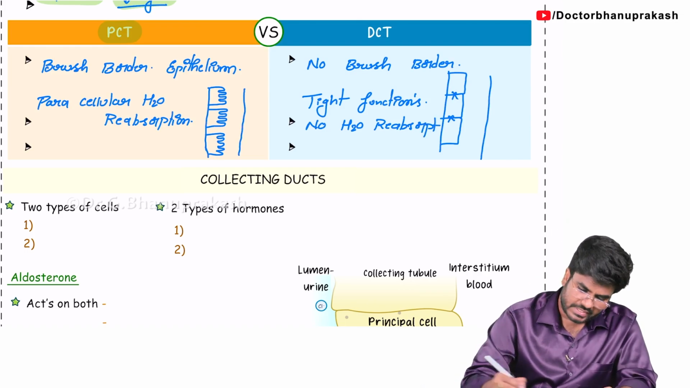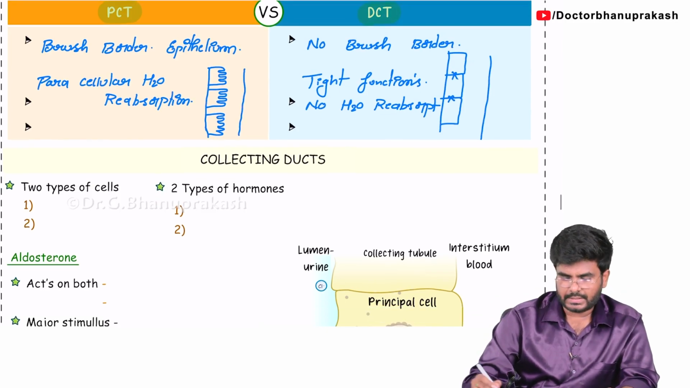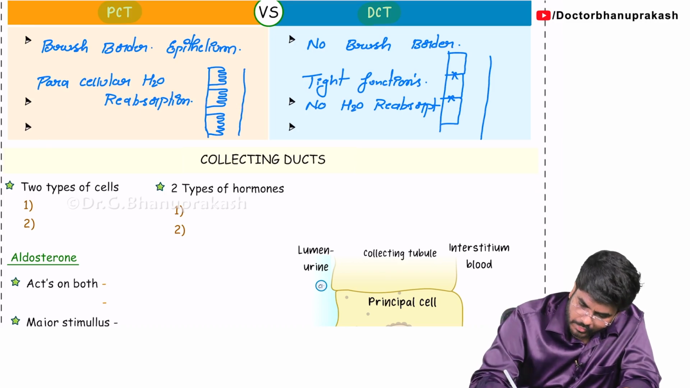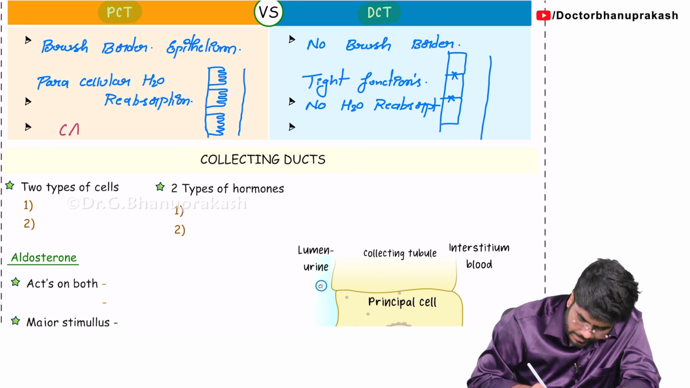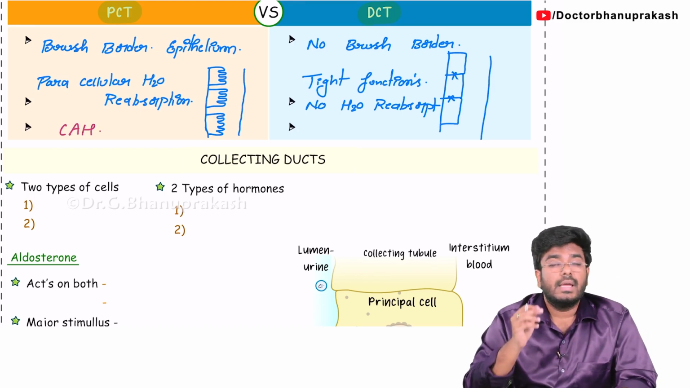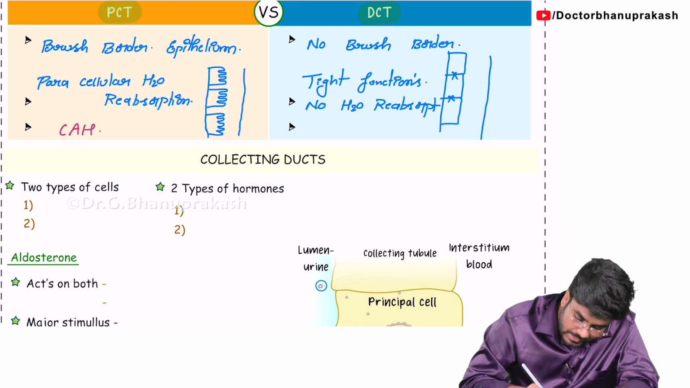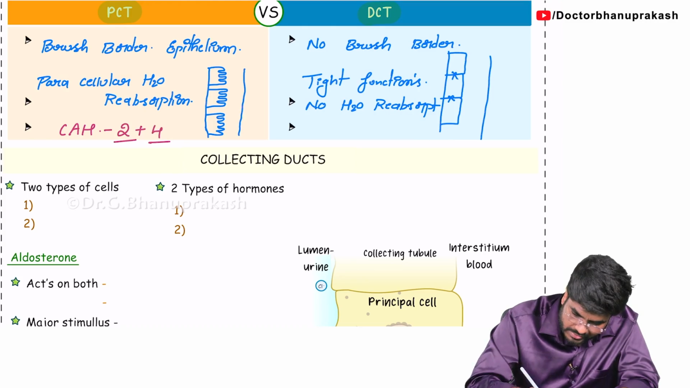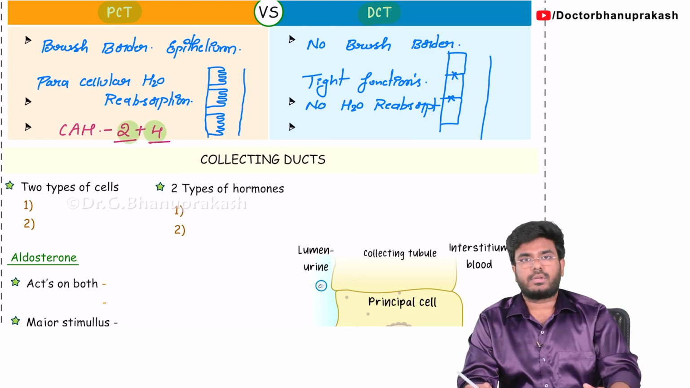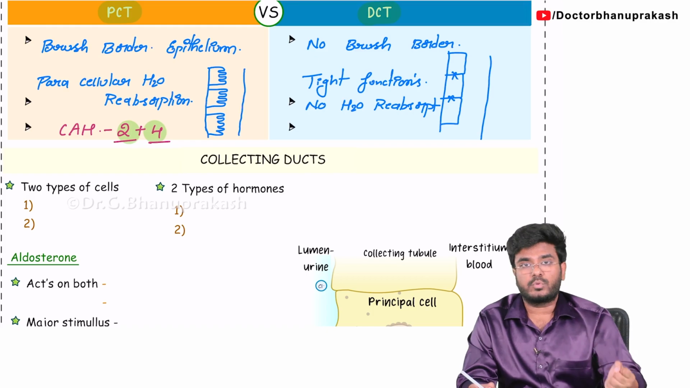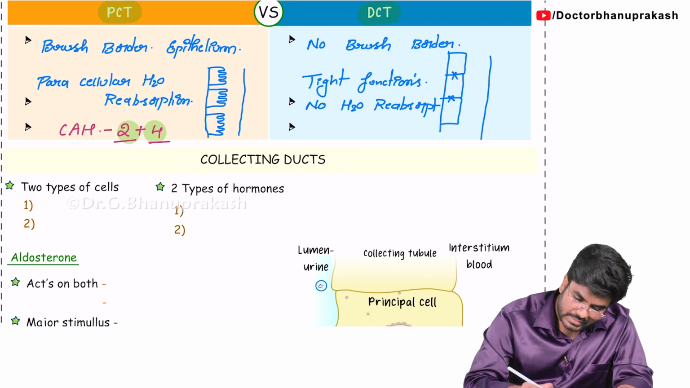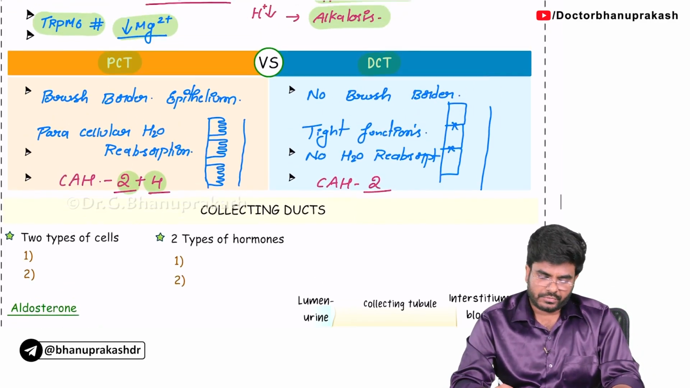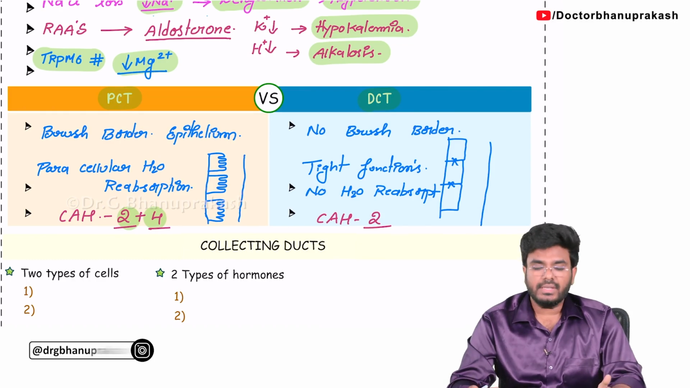Next, any other difference between the PCT and DCT? Try to understand, guys. The PCT is rich in an enzyme called carbonic anhydrase. Later I will explain it to you in the topic of acid-base balance. In the PCT, there are carbonic anhydrase type 2 as well as type 4, which help in bicarbonate reabsorption. But in the DCT, carbonic anhydrase is present, but only type 2.